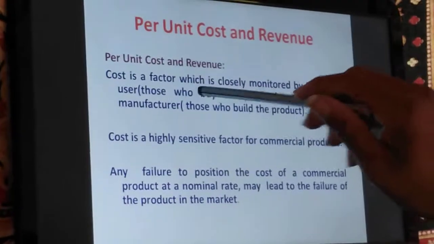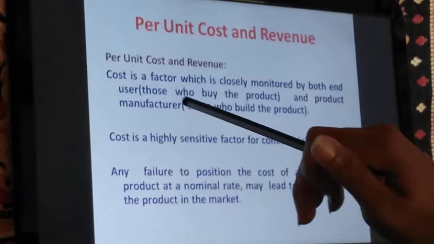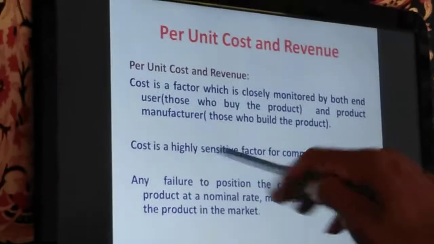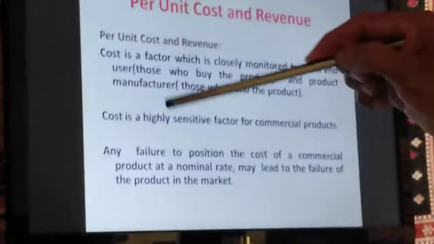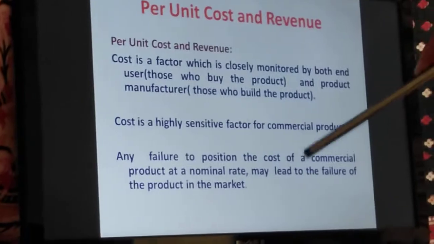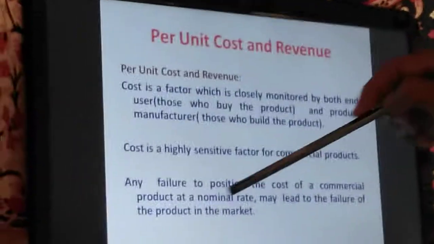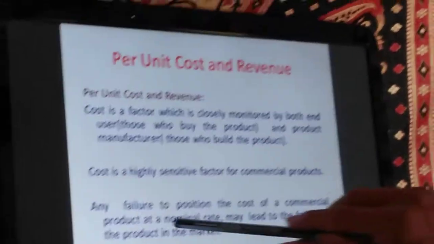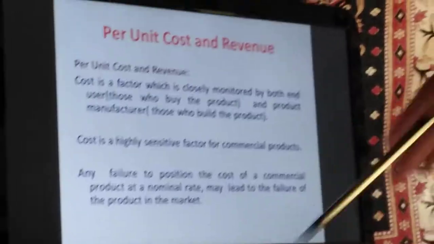Per unit cost and revenue. Cost is a factor which is closely monitored by both the end user, those who buy the product, and the product manufacturer, those who build the product. Cost is a highly sensitive factor for commercial products. Any failure to position the cost of a commercial product at a nominal rate may lead to failure of the product in the market. So we should release a product at a nominal rate in a particular embedded industry, then only we can survive.